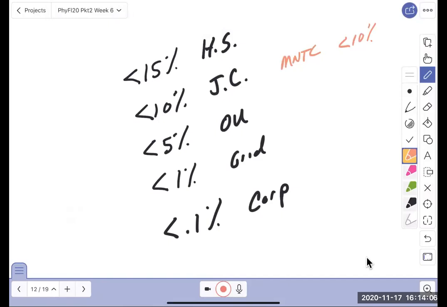Grad school, now your equipment's a little better. You should be within 1% of the correct answer, or of the theoretical answer. And then corporations, Moderna, all this stuff is in the news now for their trials. As far as equipment goes, they should be within 0.1% at least, depending. And if they're not, they've got to throw more money at it. That's why you end up spending $10 billion to build a Large Hadron Collider, because you've got to be accurate.